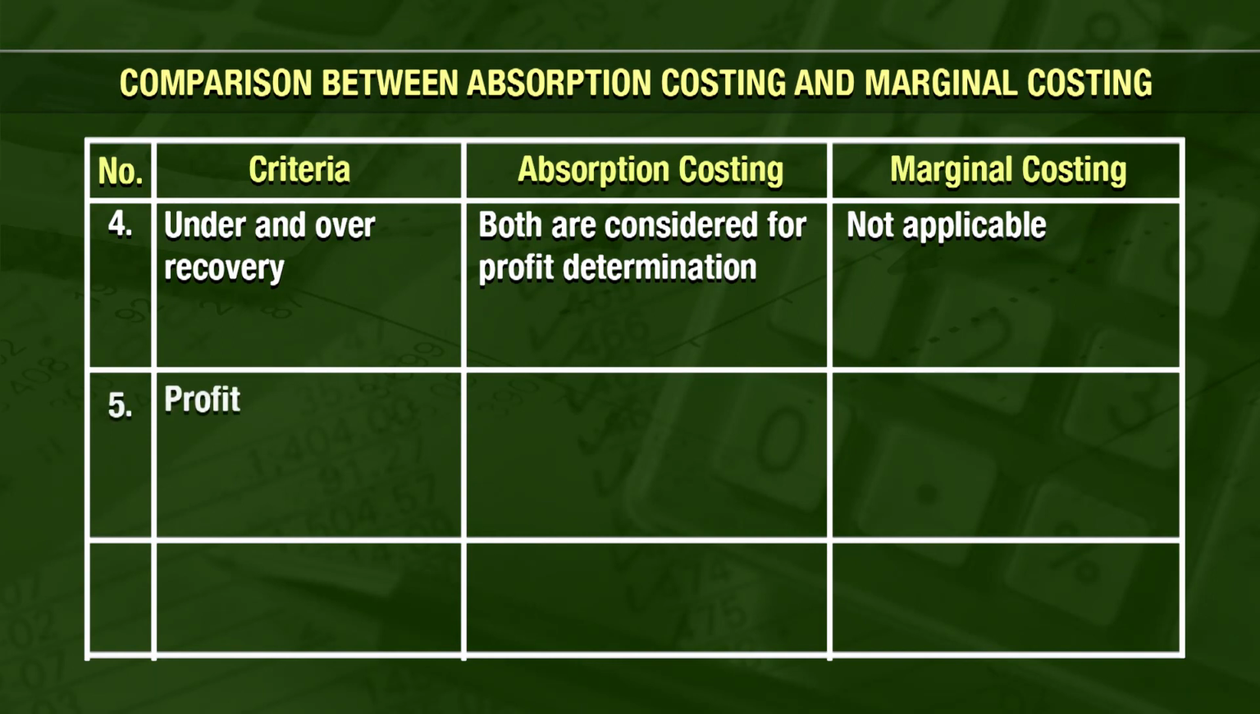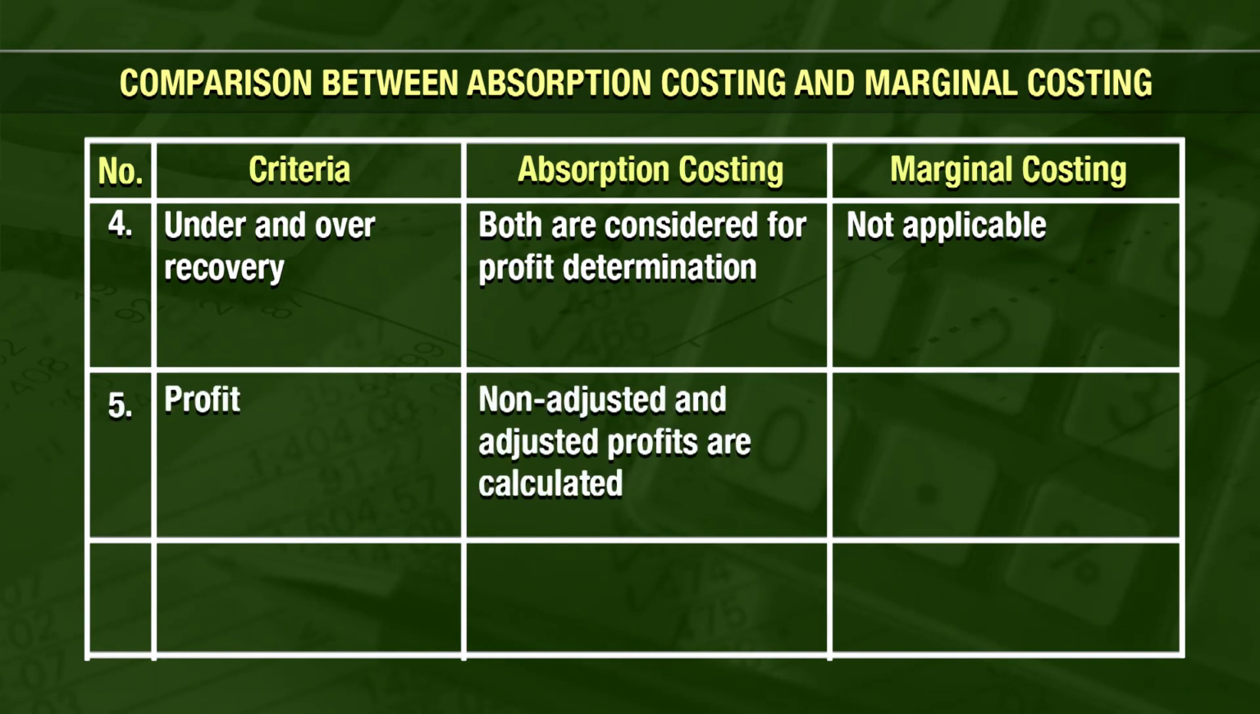When you are talking about profit, in case of absorption costing, two types of profits are to be determined. One is non-adjusted and the second one is adjusted profit. While in case of marginal costing, there is no concept like profit. Here we have to determine gross and net contribution.